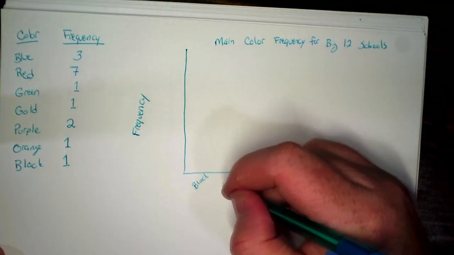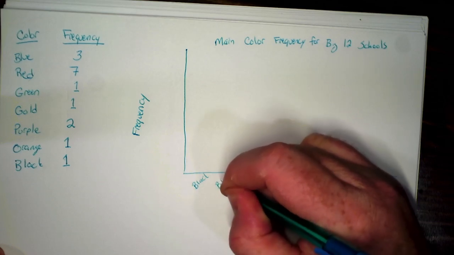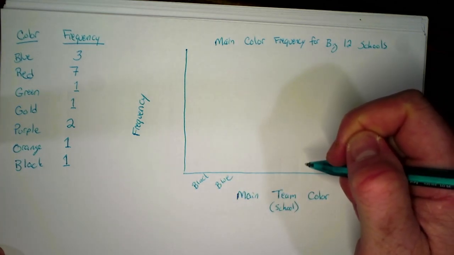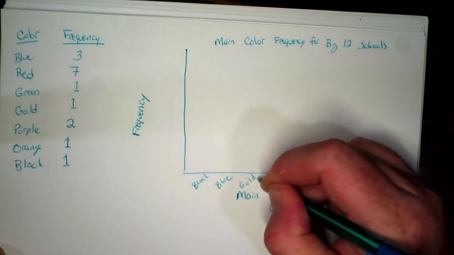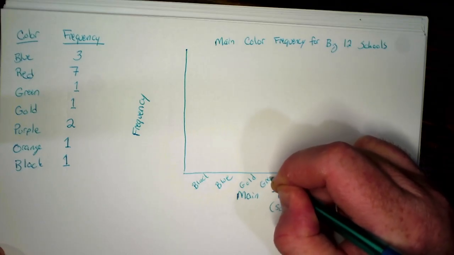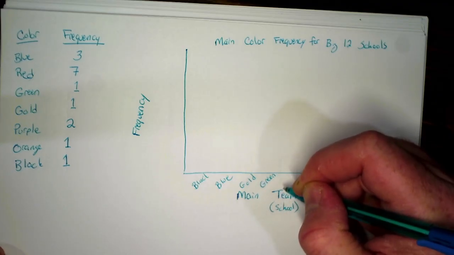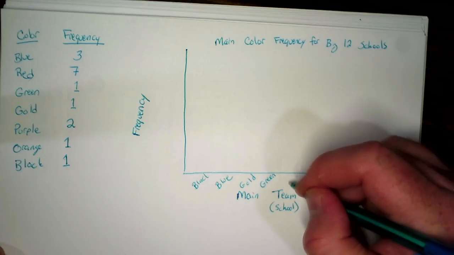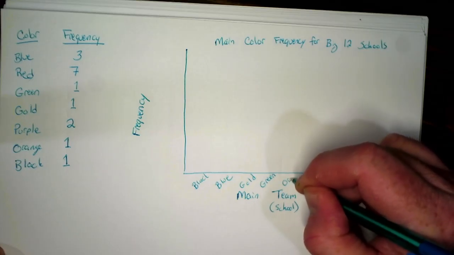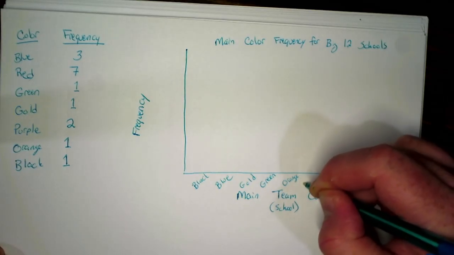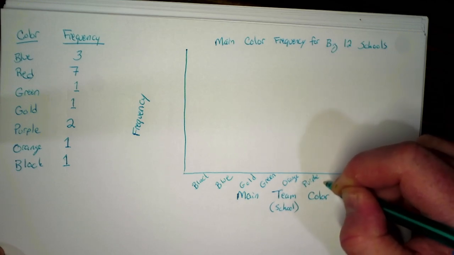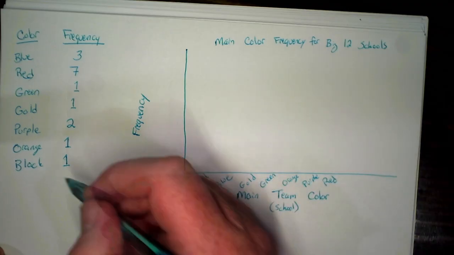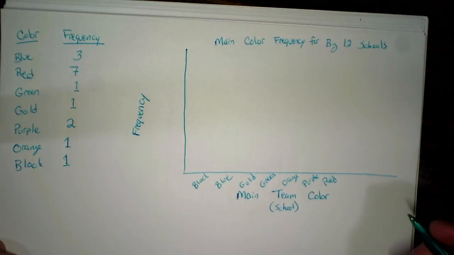We'd have black and then blue. All right, what comes next alphabetically? Looks like it might be gold. I'm going to miss one, I know it. Green. And then what are we on to next? Looks like orange. And then purple. And then red. All right, so that looks like 7 colors to me. I'm just going to double check. All right, we got it. Whew, that was a close call.